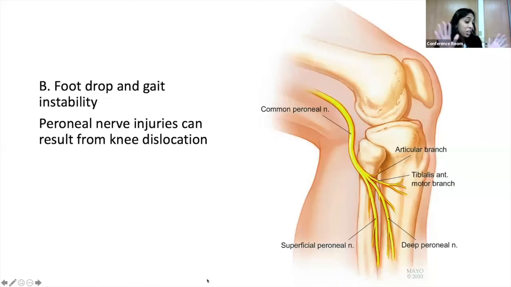Well, it's B, it's 2. It's foot drop and gait instability. So this is when we have a knee dislocation. We talked about some of the soft tissue injuries, and one of them is peroneal nerve injuries. I'm sure you guys remember, the deep peroneal nerve provides sensation to the first dorsal web space, and also allows dorsiflexion of the foot and extension of the toes. So when you have injury of this nerve, which can happen in dislocation, you can end up with foot drop and gait instability.